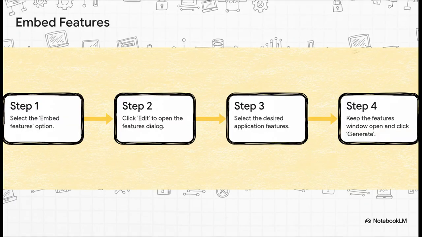Here's a really powerful trick, especially for plain or USB protection. You can bake features right into the serials themselves. The process is super easy. Just check the Embed Features box, hit Edit to pick what you want. But here's the pro tip. You have to keep that Features window open when you click Generate. If you close it, it won't work. Trust me on that one.